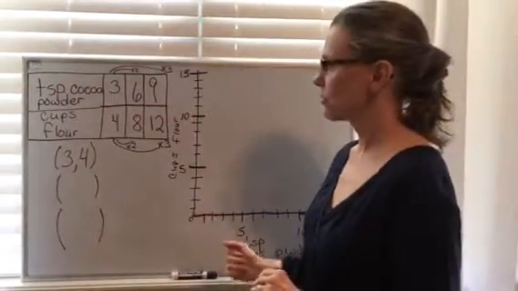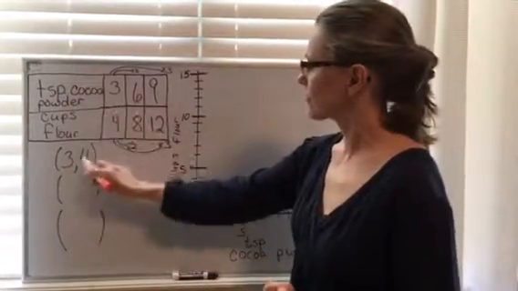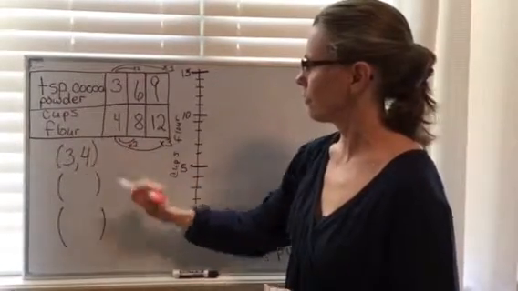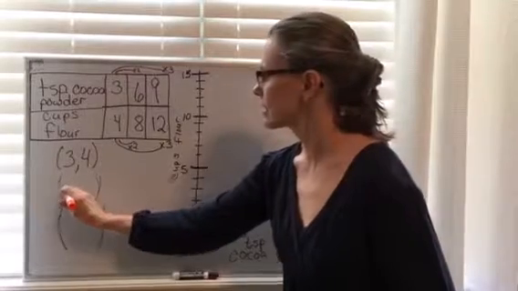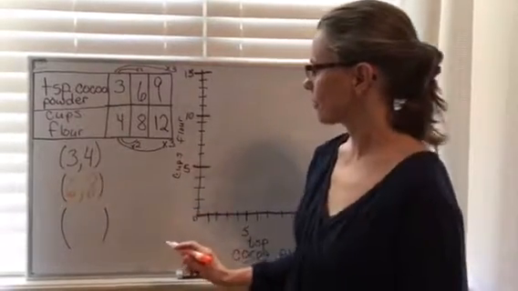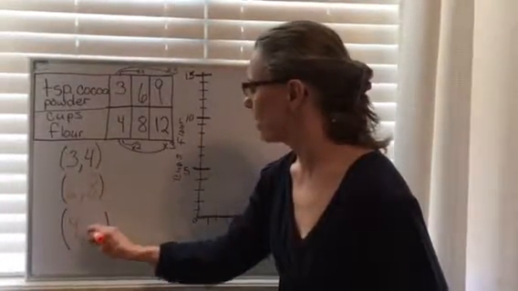So of course I'm going to want to do this for each ratio. In the first ratio, our ordered pair is 3 and 4. In our second ratio, our ordered pair is 6 and 8. And for the third ratio, we have 9 and 12.